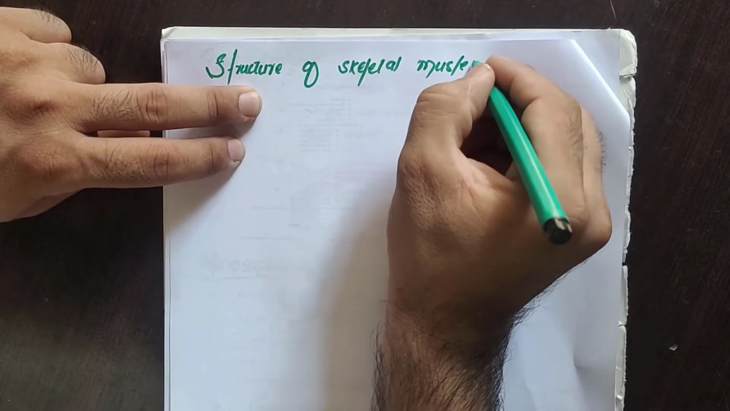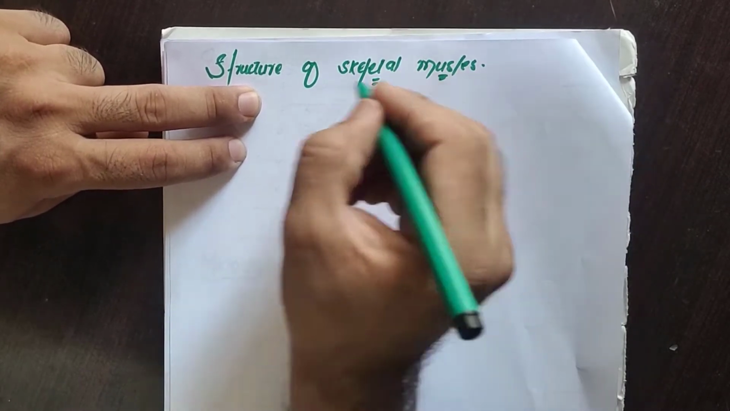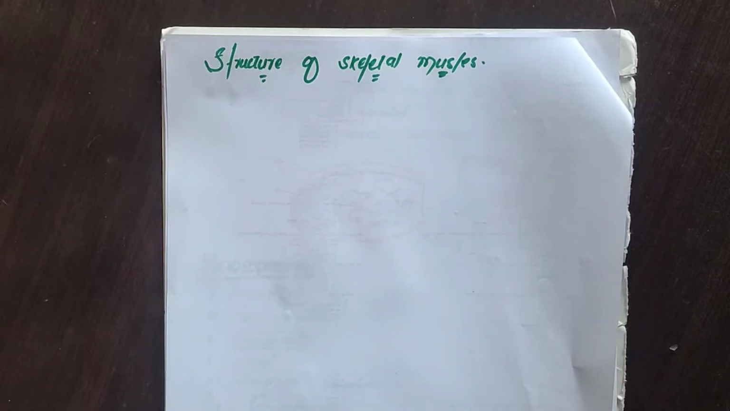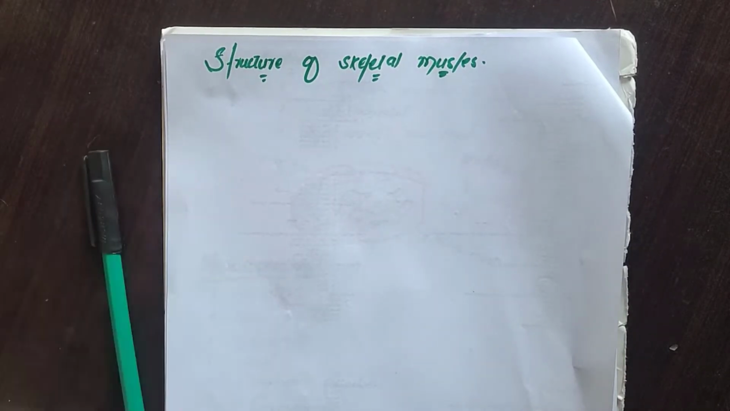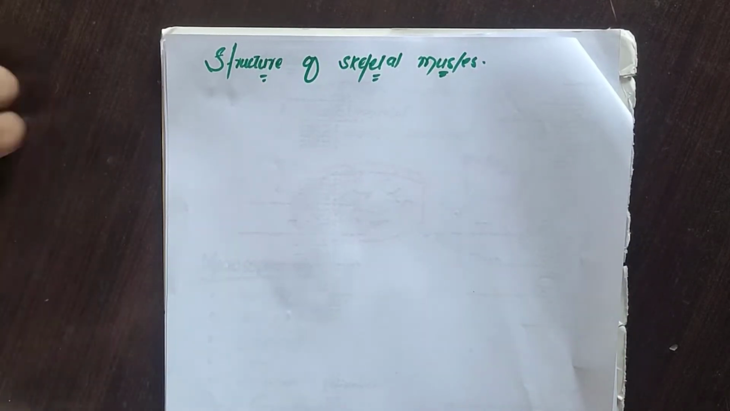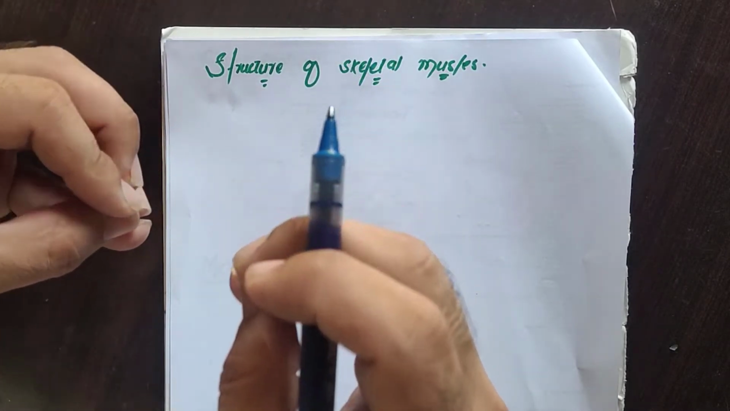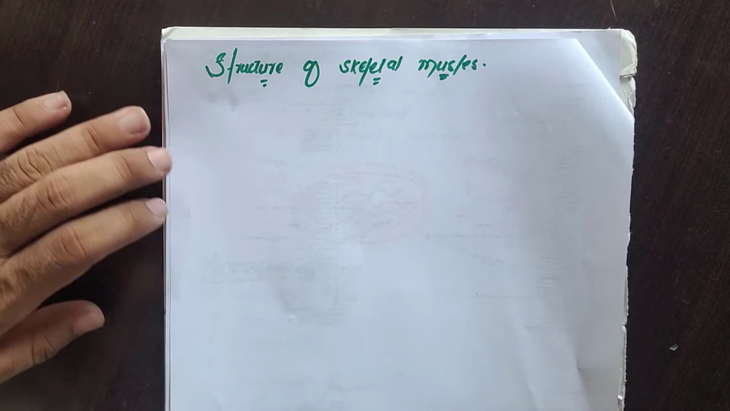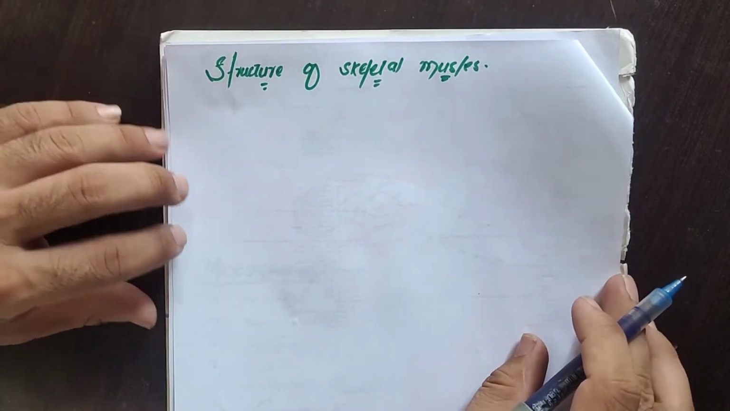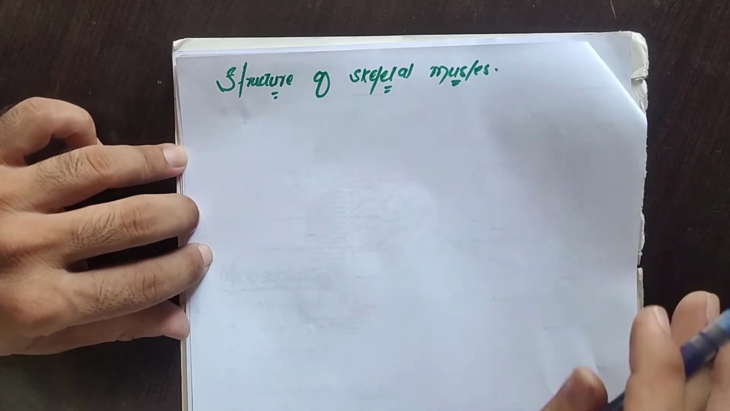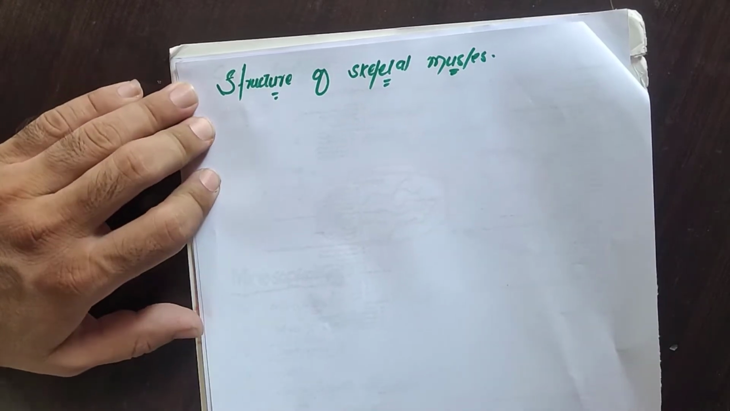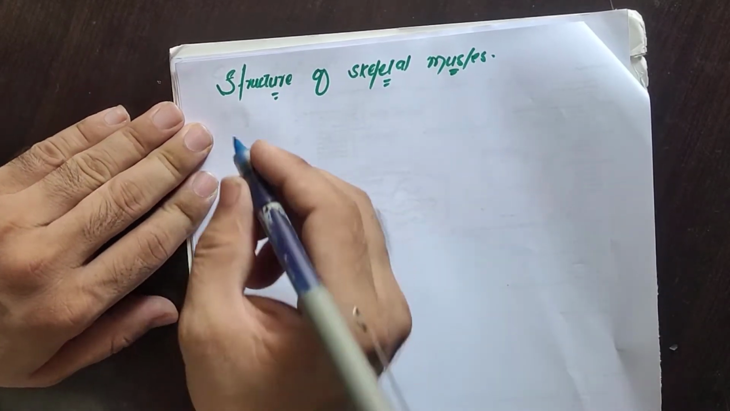Right, there are some differences in skeletal muscle, cardiac muscle and smooth muscle. We will discuss them later, right? So first let me start from the very basic, from the very microscopic up to the macroscopic structure. So if you want to learn it, watch this video up to the end. You will learn everything about the structure of the muscle.